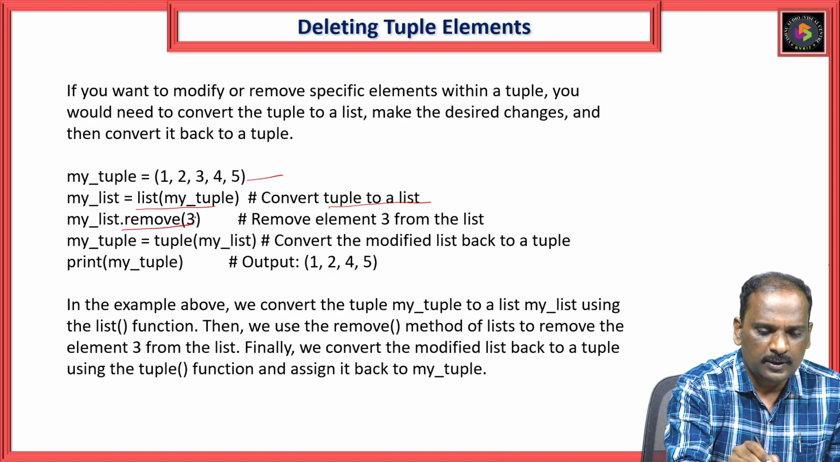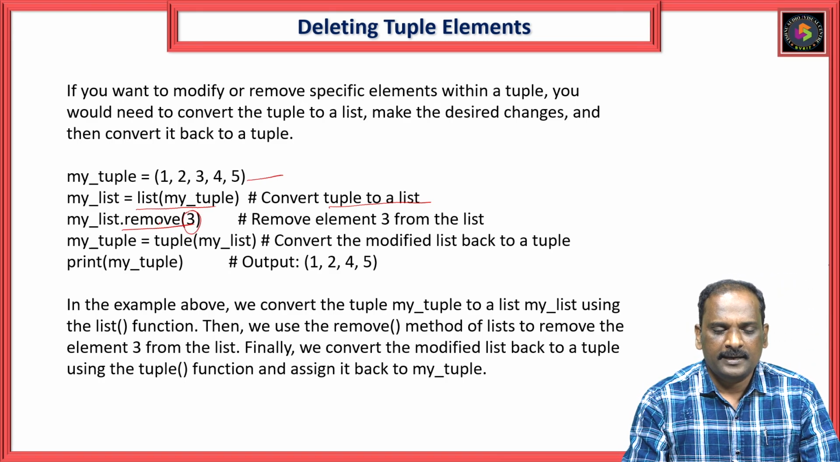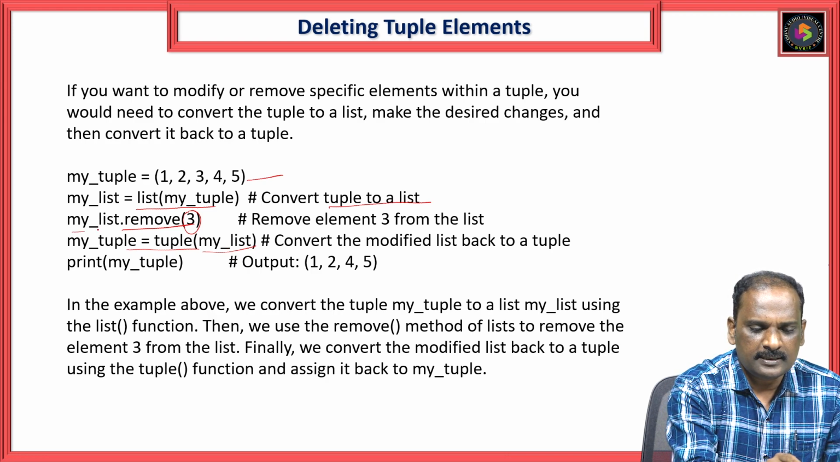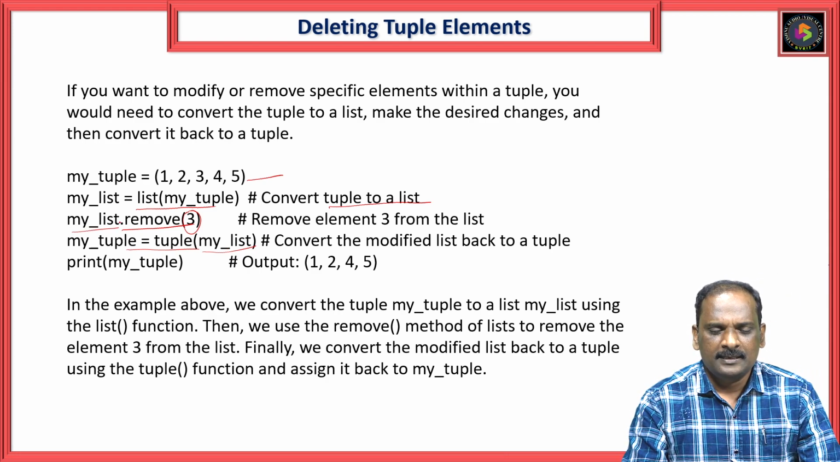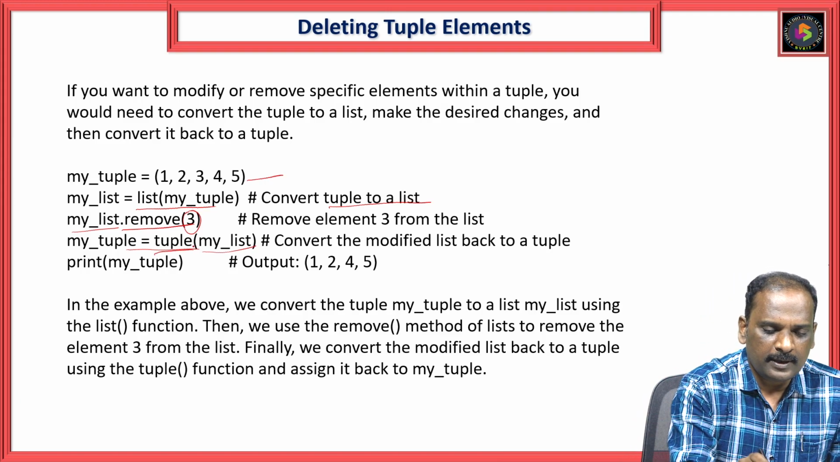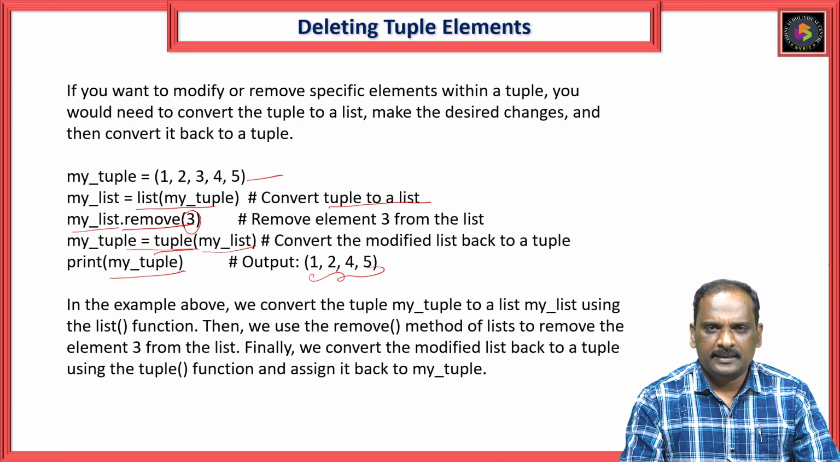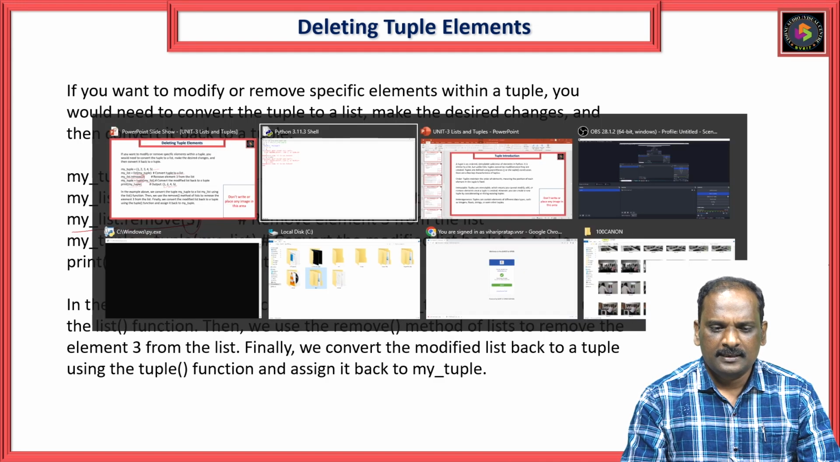Which element do you want to remove? You want to remove the element 3. Now I am applying remove on my list. So this list is now containing all the elements except 3, because 3 is removed. Now again I need to convert the list into a tuple by using the tuple constructor. Now when I display my tuple, we can see that the values 1, 2, 4, 5 are displayed because 3 is removed by converting the tuple into a list. This we shall see with an interpreter.